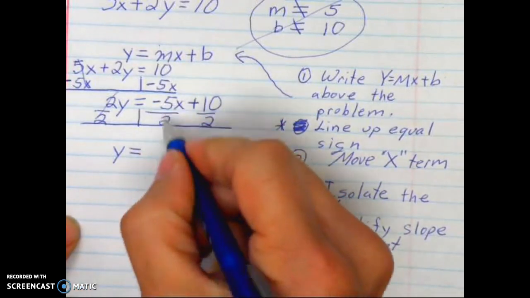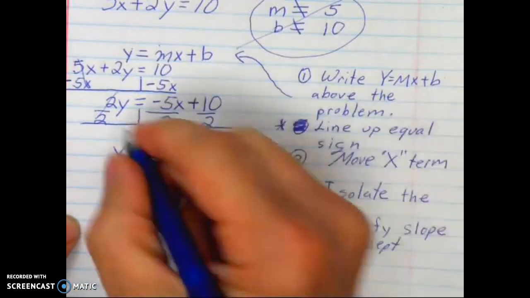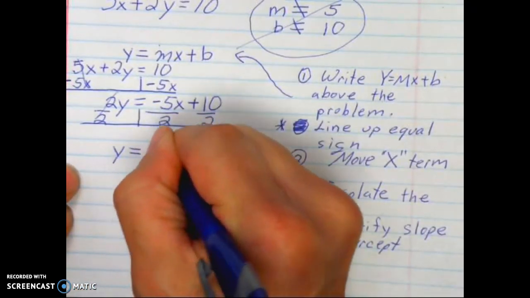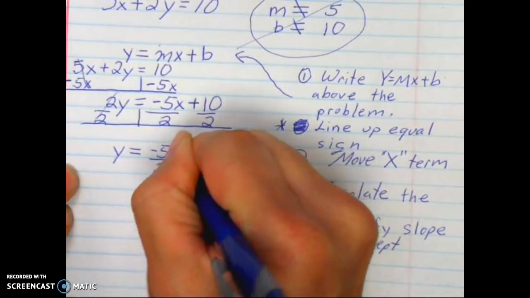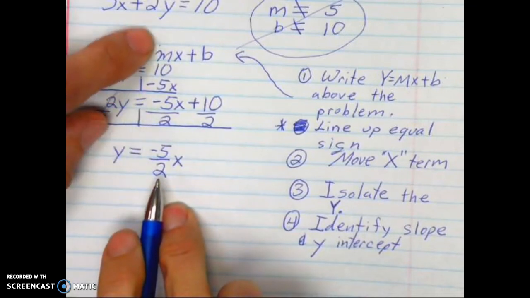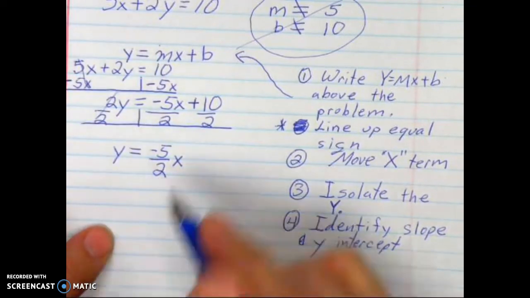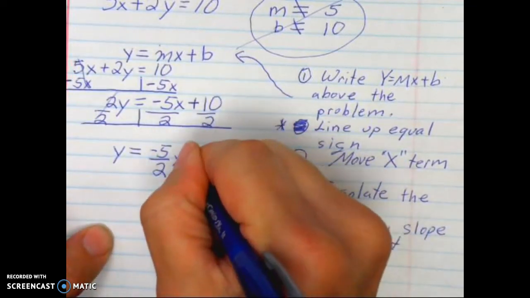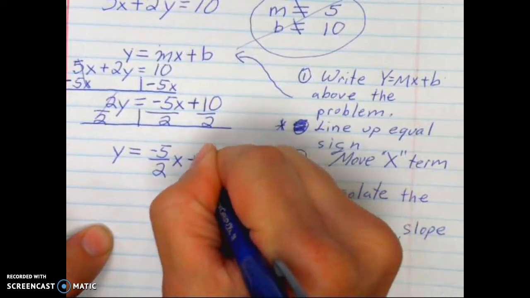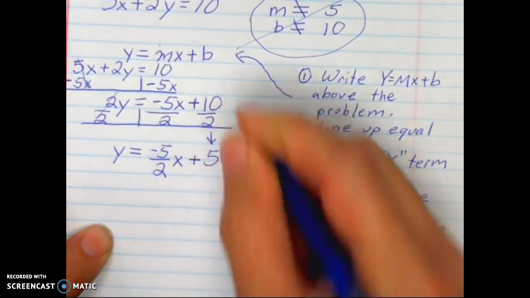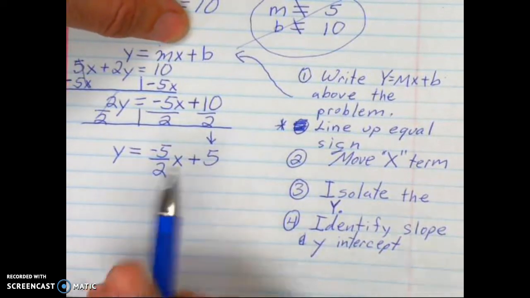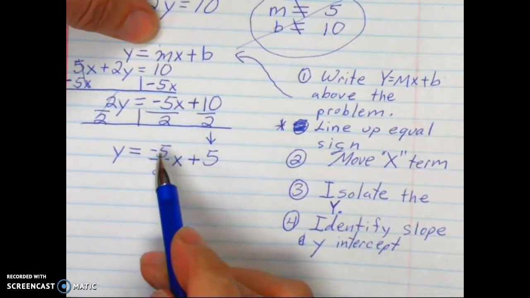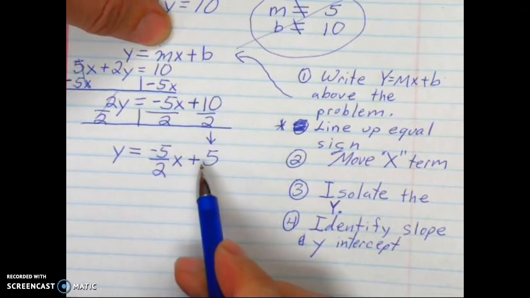Now, can 5 be divided by 2? No, but that's all right. Leave it like that. Negative 5. Write it over 2 and put the x next to it. Why? Because now it looks like my mx. Now, 10 can be divided by 2, so put plus and that equals 5. Now, does this look like this? It does. Y equals, there's my m, something in front of x, followed by b.